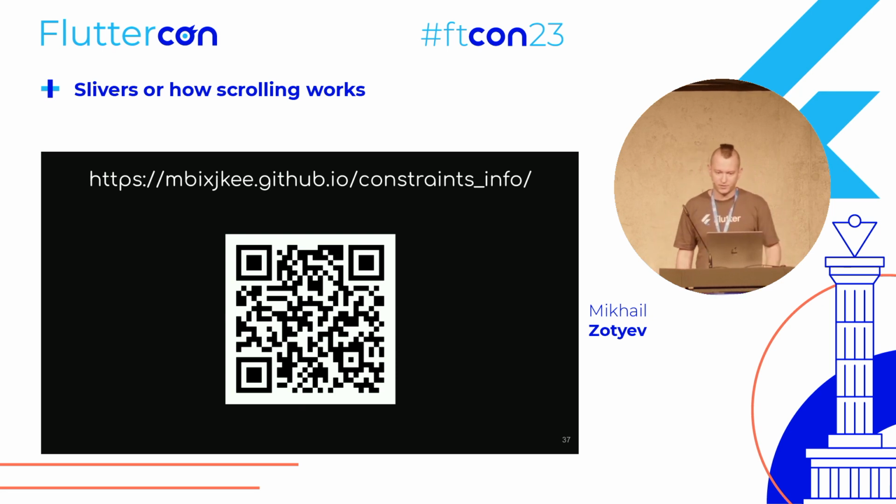I prepared a small application which will help you go through this journey and check the values of constraints. There are a few tabs: one for setup, one for checking the values, and one representing the scrollable area. Of course, it's better to hold it in landscape mode if you use a phone.